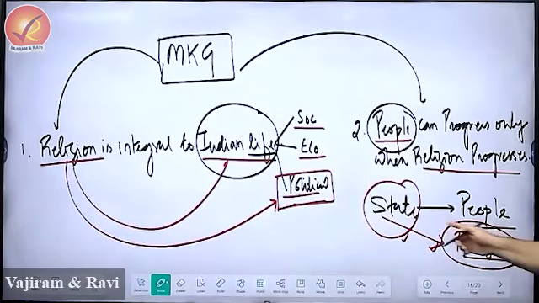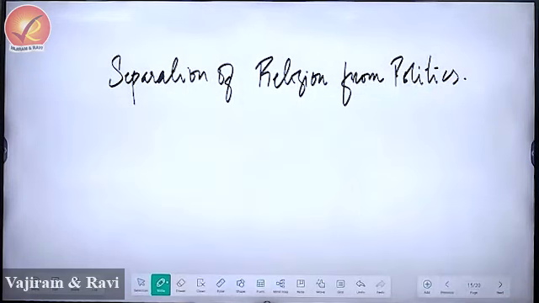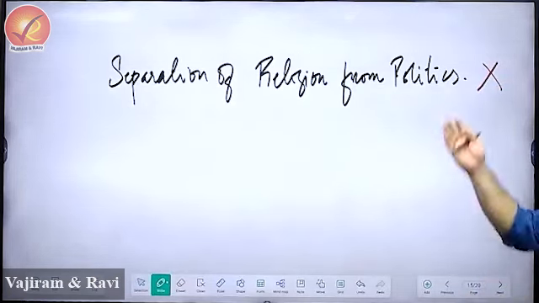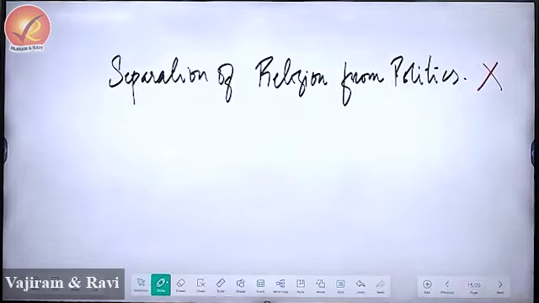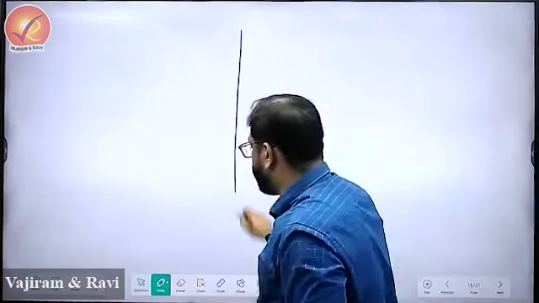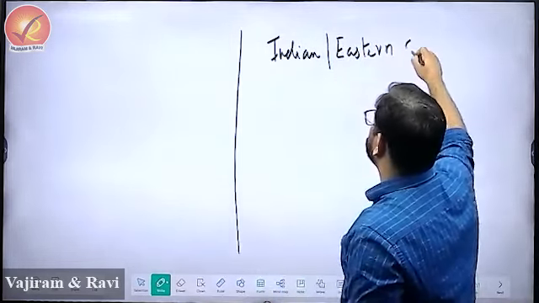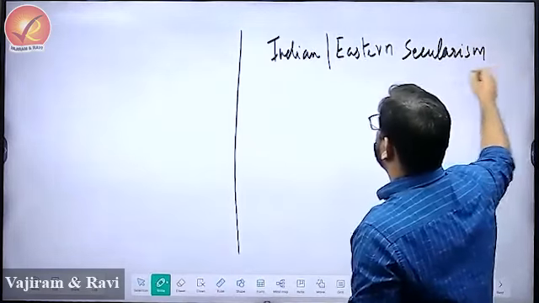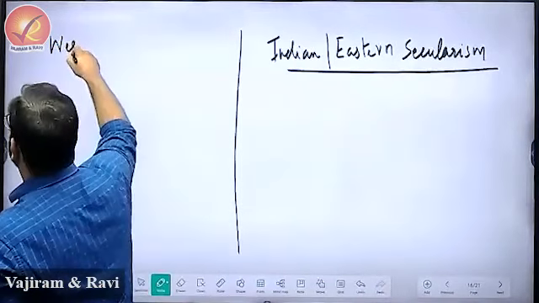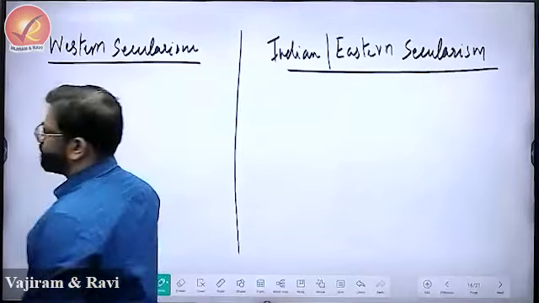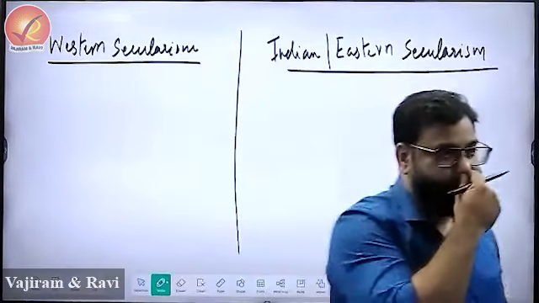But the moment we say state has a role in religion, no more separation of politics from religion, which means we are not secular. Because this is the definition of being secular. But we are mixing it, which means we are not secular. Or rather, the idea is we are a different strand of secularism, which is also called as Indian or Eastern secularism. And the classical one that we read is what is called as the Western secularism.